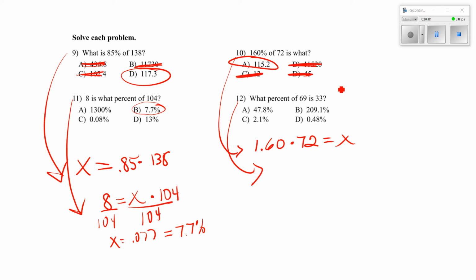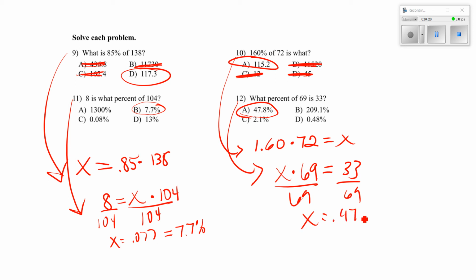Number 12, what percent of 69 is 33? It's a little less than half, so I'd probably guess A, but let me do that mathematically. What percent of means times, 69 is means equals, 33, divide, and again you're going to get 0.478, which is 47.8%. Be careful to know that this is not 0.478%. You have to switch it, move it over to do that.